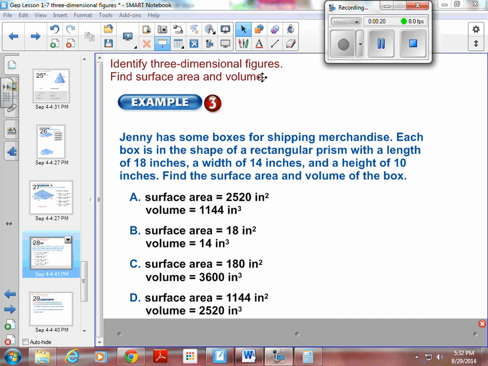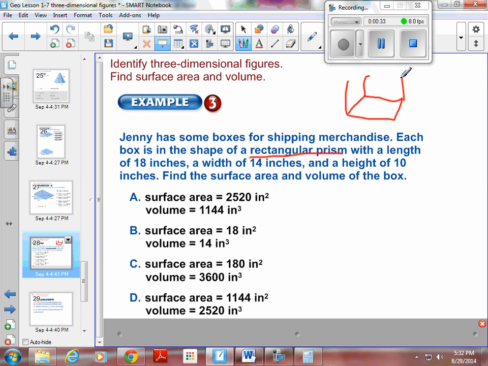So first thing you need to know is what shape is it, and we know it is a rectangular prism. Really quick drawing of a rectangular prism with some curvy lines here. Sorry about that. Okay, so there's my rectangular prism. It says it has a length of 18, a width of 14, and a height of 10. And these are in inches, so it gets 2 little tick marks each. Okay, got my picture drawn.